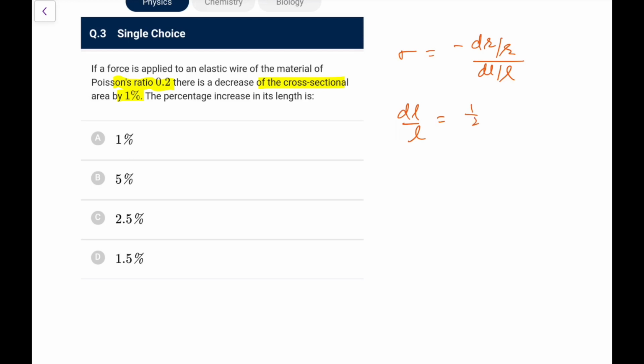Dr by r would be half times dA by A divided by sigma. So that is half into 1% upon 0.2. So it is 5 by 2, that is 2.5%. So the percentage increase in its length is going to be 2.5%, not 5%. Be careful.